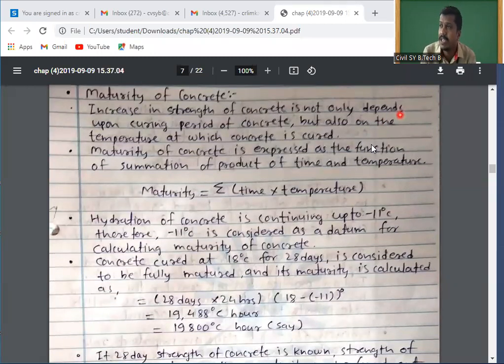So maturity of the concrete is expressed as the function of summation of the product of time and temperature. Because increase in the strength of the concrete not only depends upon the curing period, but it also depends on the temperature at which concrete is cured. Okay, that is why again I am repeating my sentence.